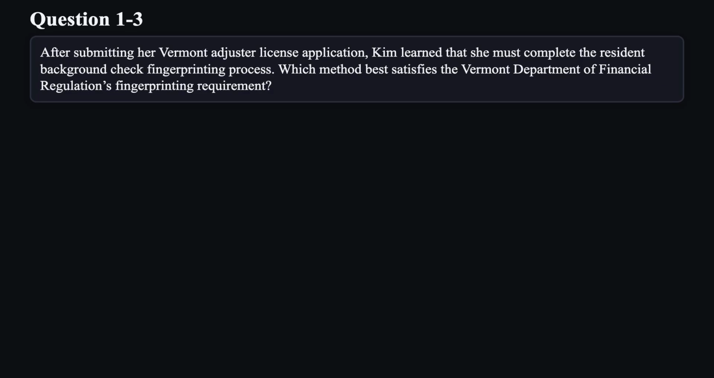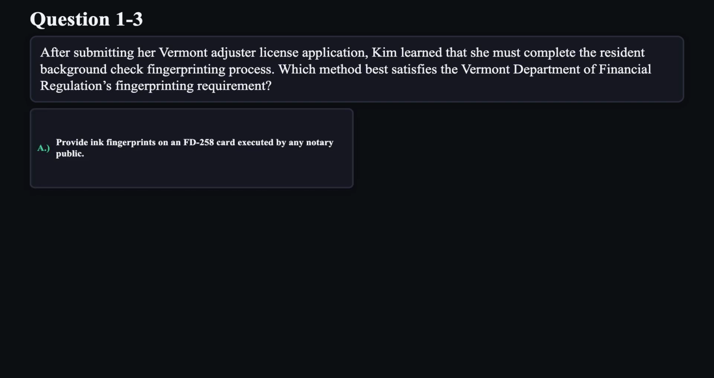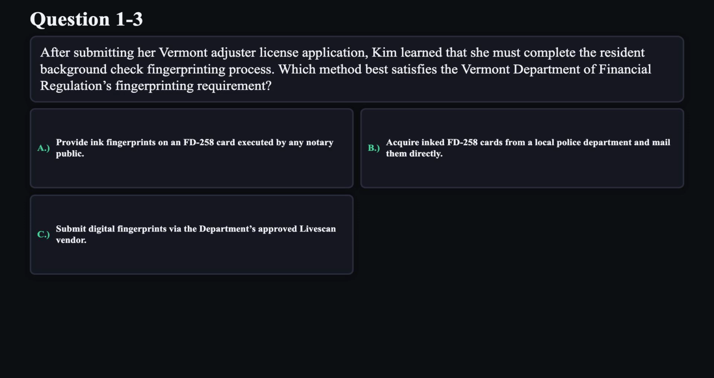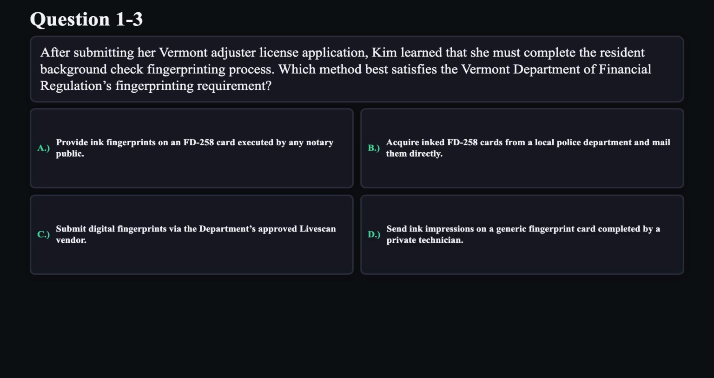Question 3. After submitting her Vermont adjuster license application, Kim learned that she must complete the resident background check fingerprinting process. Which method best satisfies the Vermont Department of Financial Regulations fingerprinting requirement? A. Provide ink fingerprints on an FD 258 card executed by any notary public. B. Acquire inked FD 258 cards from a local police department and mail them directly. C. Submit digital fingerprints via the department's approved live scan vendor. D. Send ink impressions on a generic fingerprint card completed by a private technician.